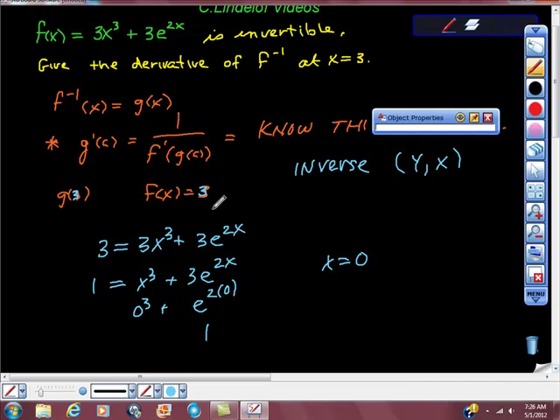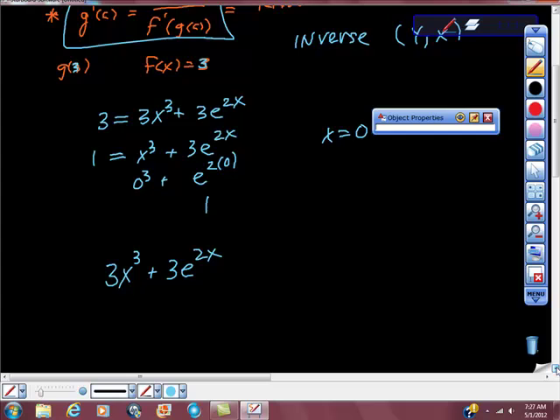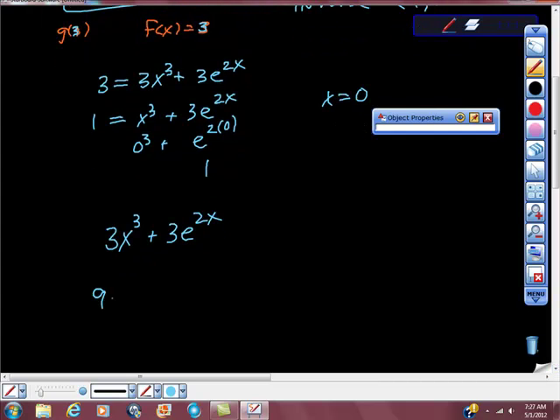So now what we can do is go back and use this formula, and the formula I'm going to use is that one right there. So I'm going to look and say, okay, what is g prime at 0? G prime at 0 is 1 over, oh my gosh, I didn't take the derivative of the top part yet. So let's take the derivative of that top piece first. Sorry. So we had 3x cubed plus 3e to the 2x. Take the derivative here, and we'll get 9x squared plus 6e to the 2x, right?